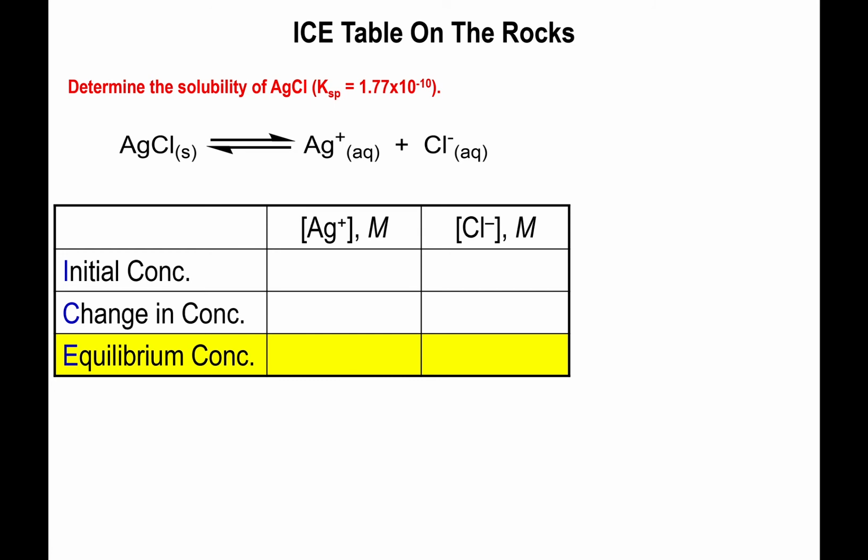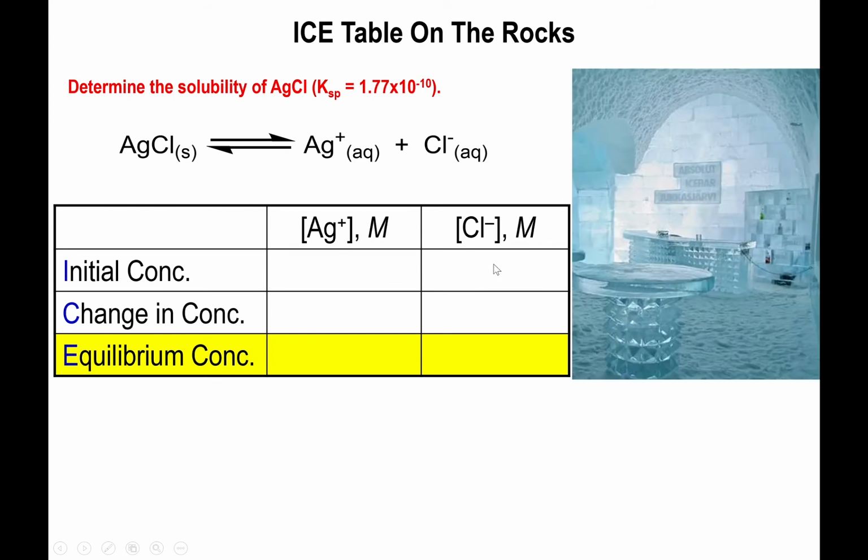All right, so all you do is set up a table, which we call an ICE table. The ICE stands for initial concentration, change in concentration, and equilibrium concentration. And what you do is you start with the initial amount. Now, when you are asked to determine the solubility, automatically the initial concentration of Ag+ and Cl- is going to be 0. You have none of it.